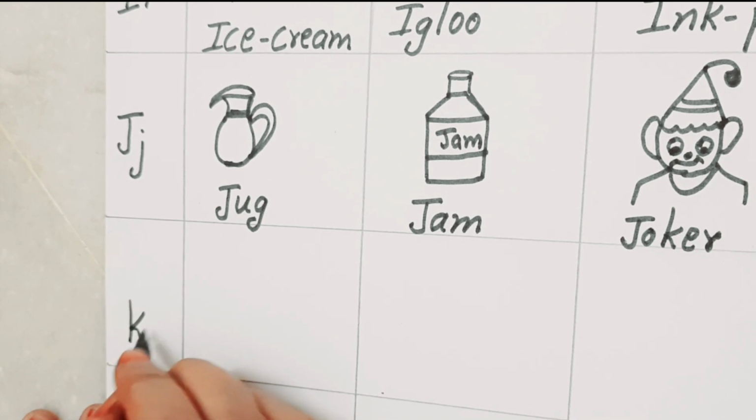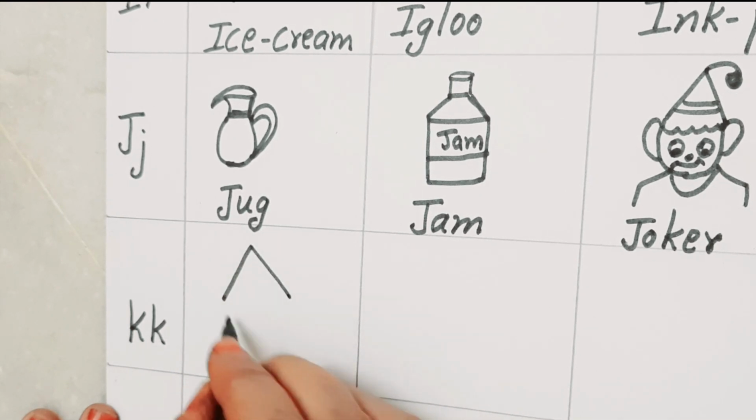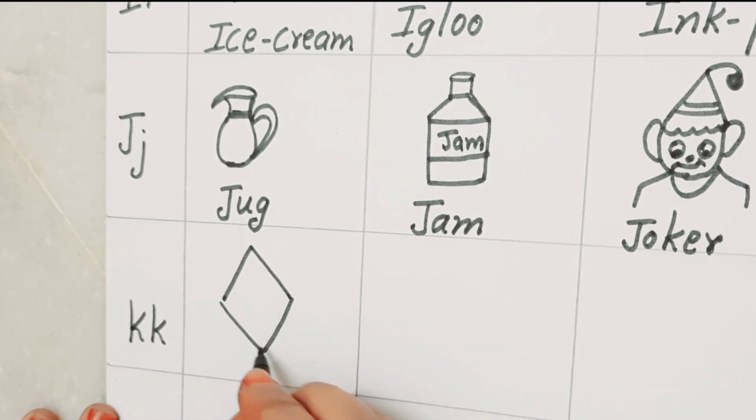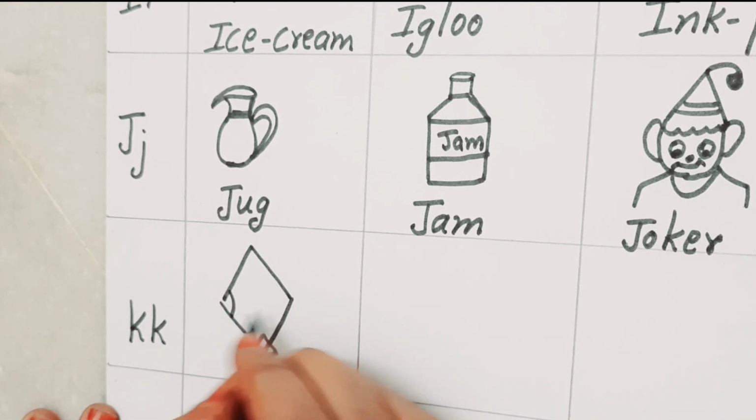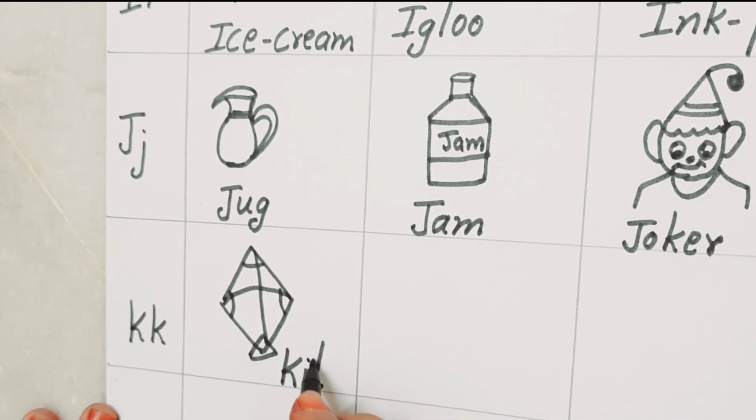And the next letter is K. The sound of K is K. What is the first picture we drew here? Kite. K-I-T-E, kite. And the second picture?